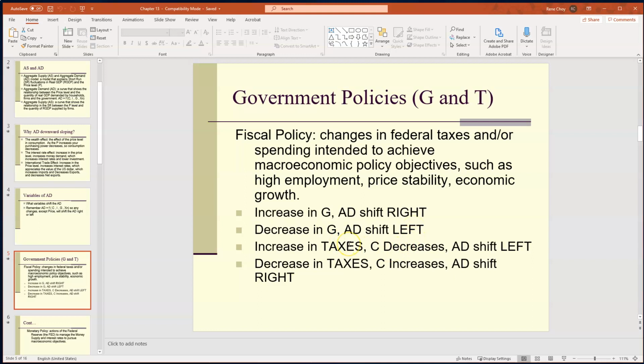An increase in the level of taxes decreases the level of consumption, which makes the aggregate demand shift to the left. And a decrease in the level of taxes increases the level of consumption, which makes the aggregate demand shift to the right.